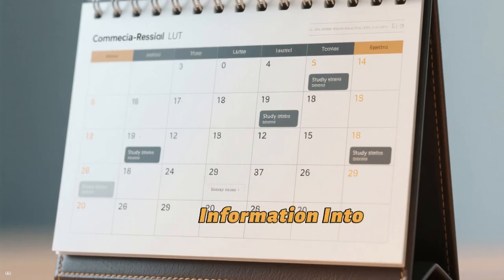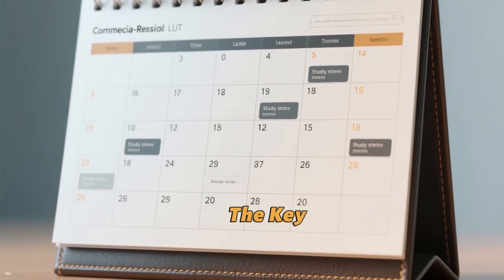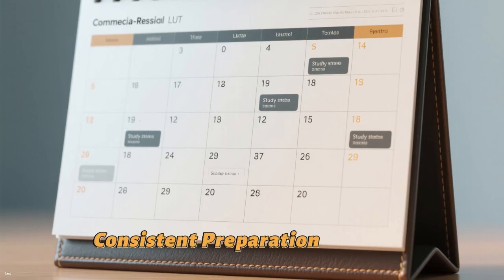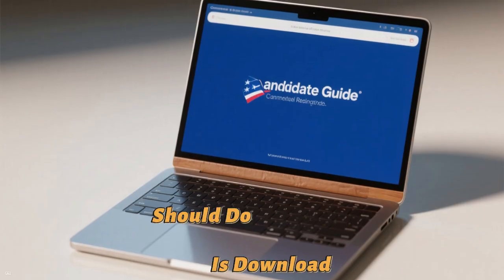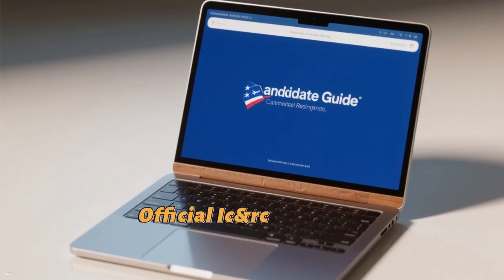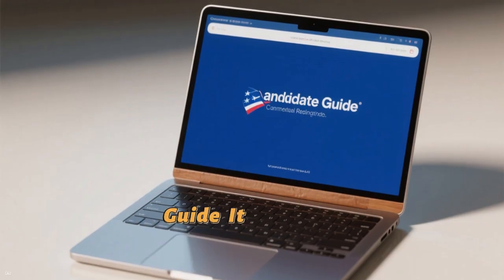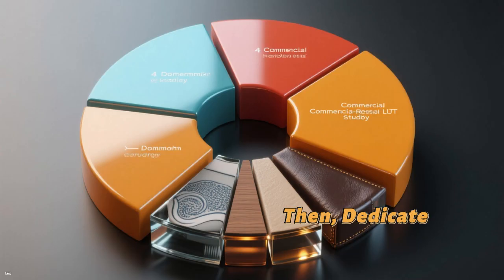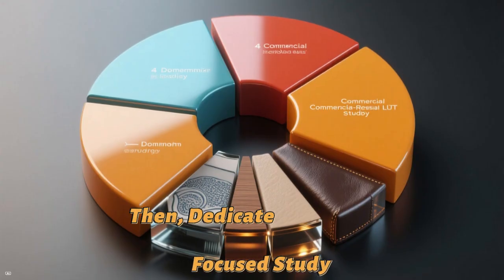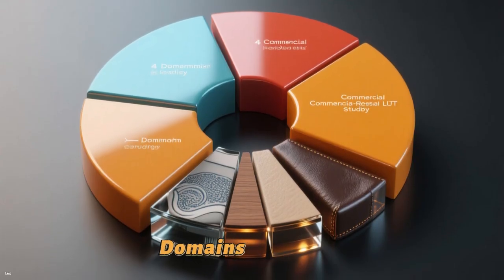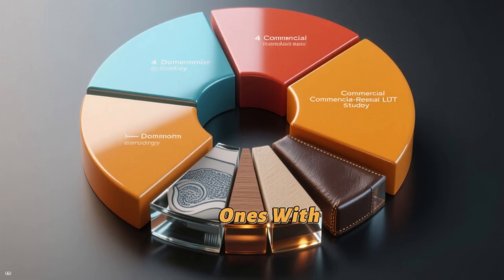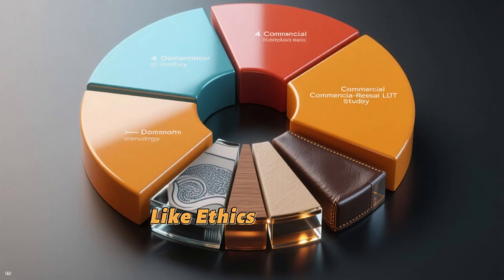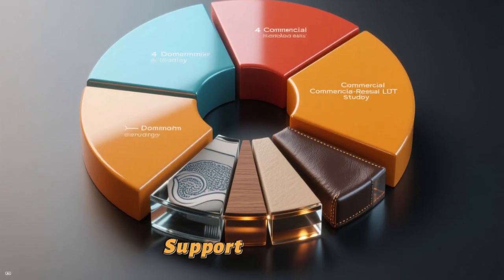So how do you put all this information into action? The key is smart and consistent preparation. The first thing you should do is download and thoroughly review the official IC and RC candidate guide. It outlines everything we've discussed today in detail. Then, dedicate focused study time to each of the 4 domains, paying extra attention to the ones with the heaviest weight, like ethics and recovery support.